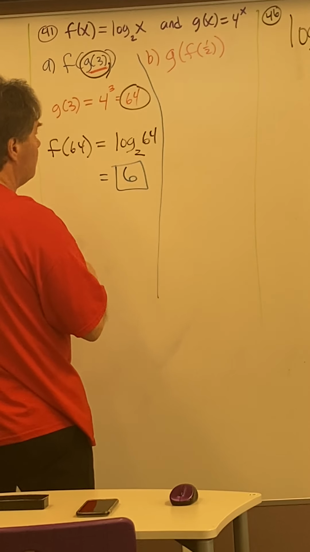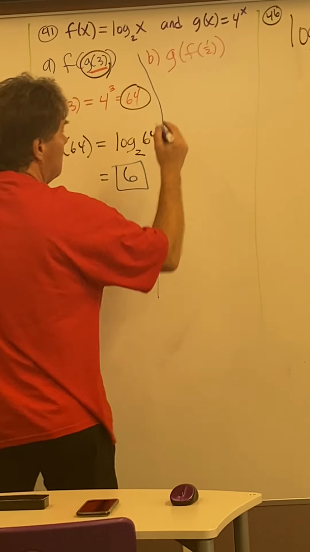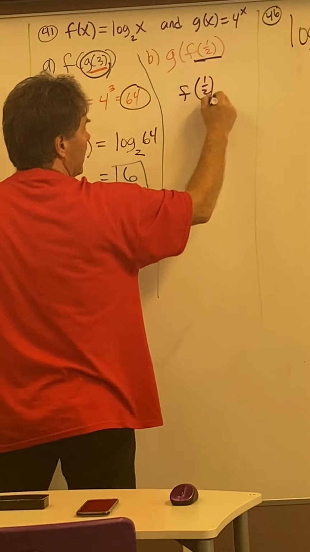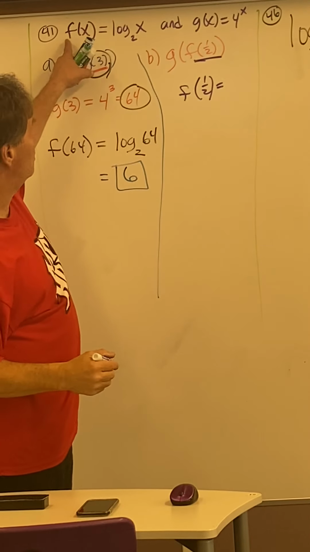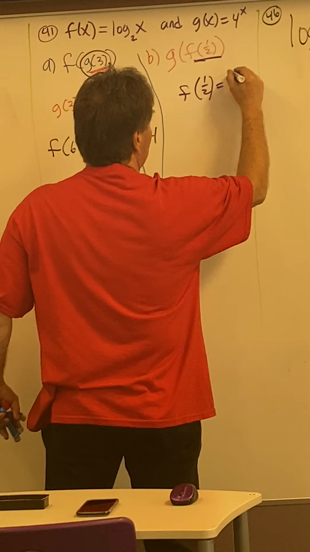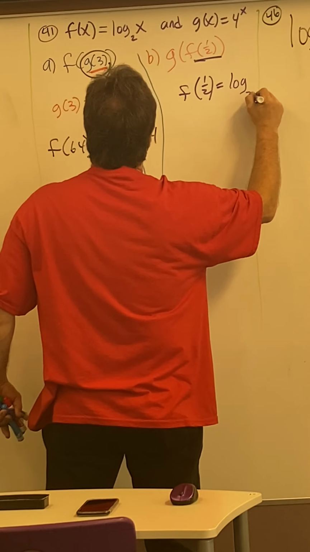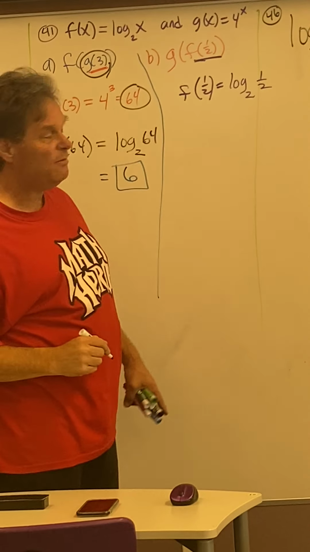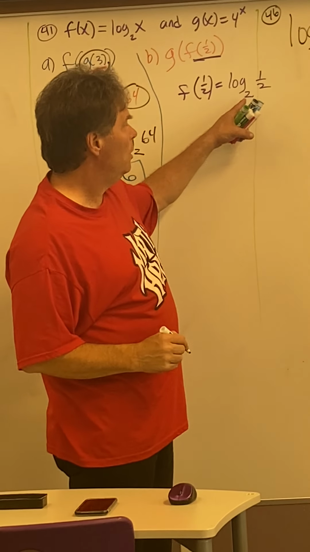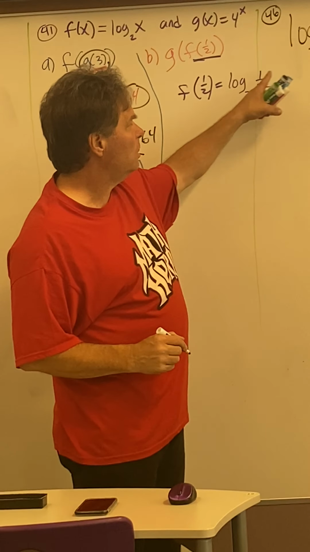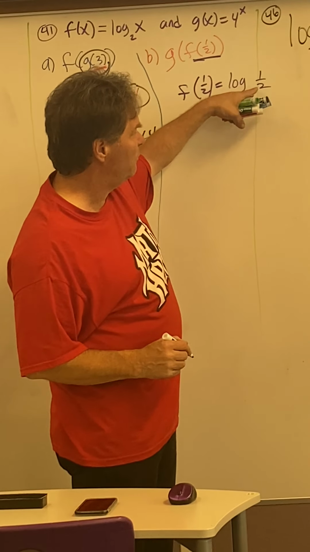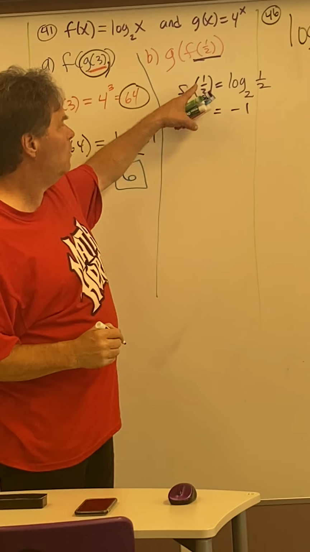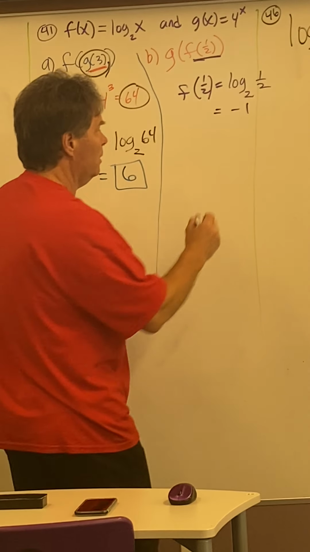Part B, right here. Remember, you start with the inside. Forget the g now. Start with f of 1/2. What does that mean? That means I go to the function f, wherever I see an x, I replace it with 1/2. Log base 2 of 1/2. Now, what does log base 2 of 1/2 mean? It means 2 raised to what power gives you 1/2 for an answer. Well, notice it's 2 to the 1st power downstairs, so it's just -1. f of 1/2 is -1 right here.